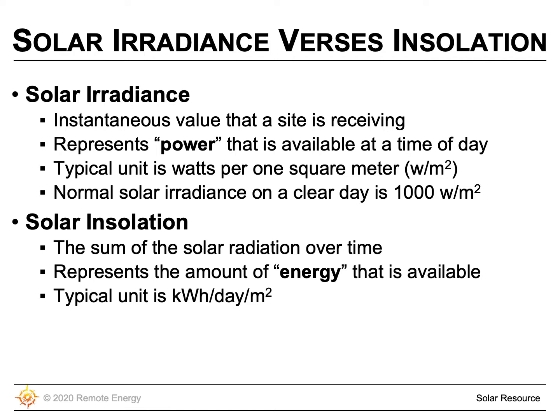Typically, the unit we use to describe solar insolation is the kilowatt hour per day per meter squared. And this is a very important term, solar insolation, that we will be using a lot when we start getting into sizing our PV array and calculating how much energy is available in a day from our PV array.